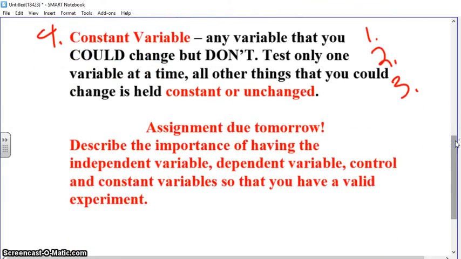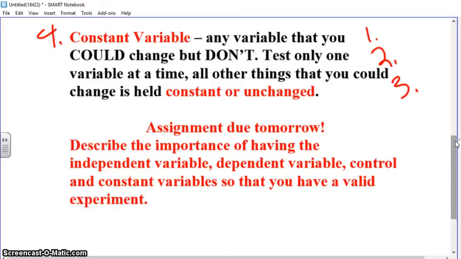Okay. So you know what you're going to do? You can do this, no problem. Tomorrow, I want you to describe the importance of having an independent variable. Why is that important? Okay, don't say it right now. Dependent variable. Why do we have to have that in an experiment? Why is it important to have a control? And constants. Why are all 4 of these ingredients so important in a science fair or in an experiment, period? Describe those. I think I can do that, Mrs. LaRue.